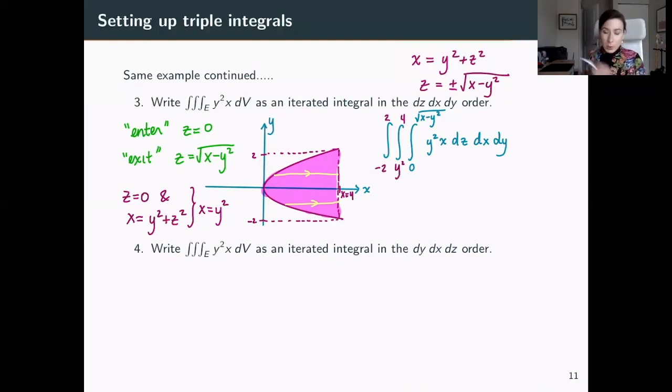Last but not least, we're going to do the setup of this exact same region in the dy, dx, dz order. Pause the video and give this one a try for yourself. It's important to get a decent handle on these setups. I'll go ahead and work through this and then walk you through the solution.